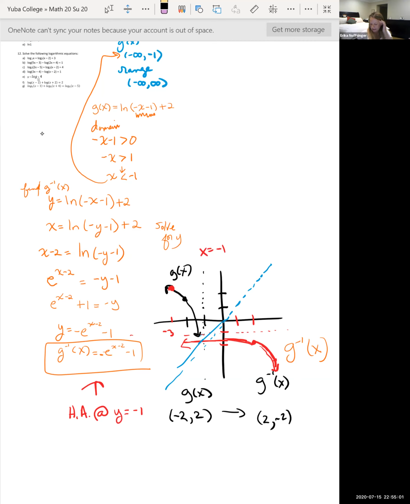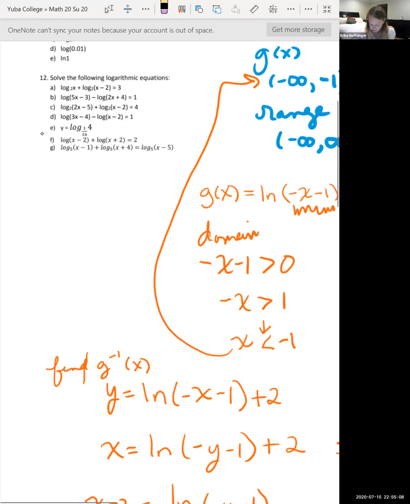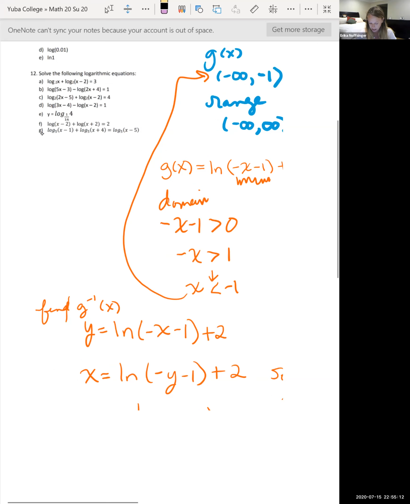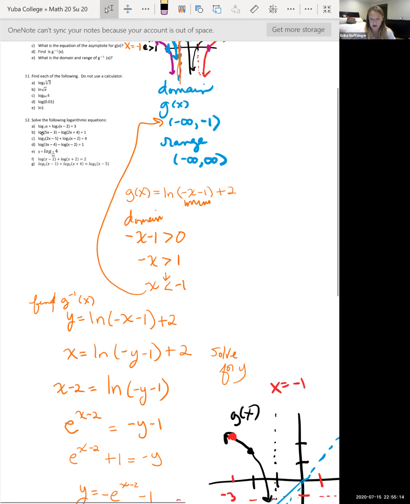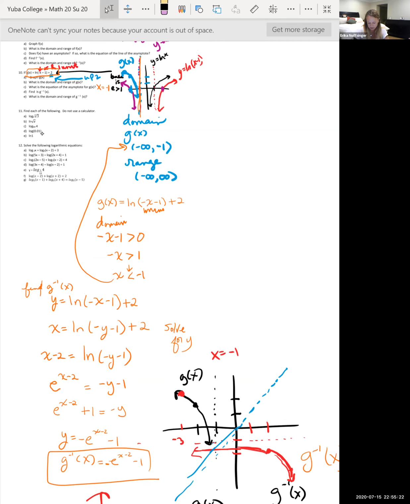Okay, so I wanted to at least get through one of those. I figured that when I asked you to graph a log or an exponential and then asked you to find the inverse, that might have freaked you out without looking at one recently.